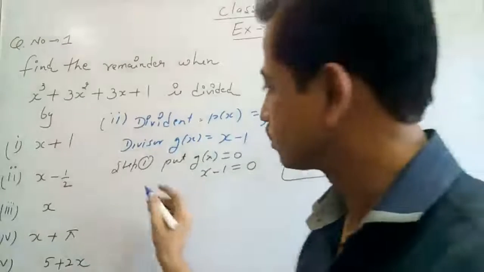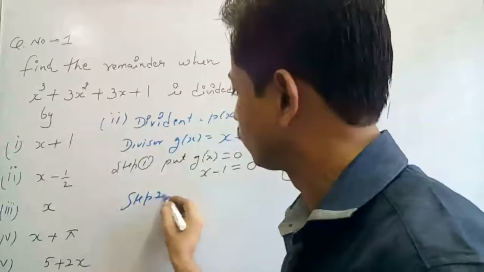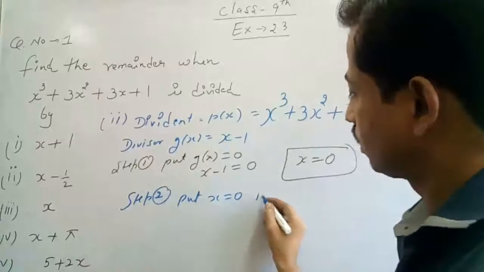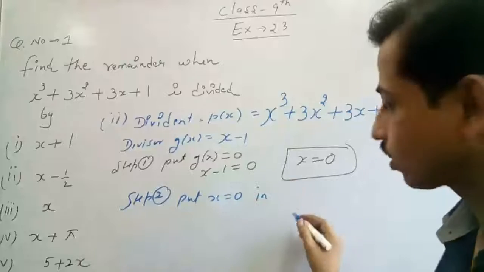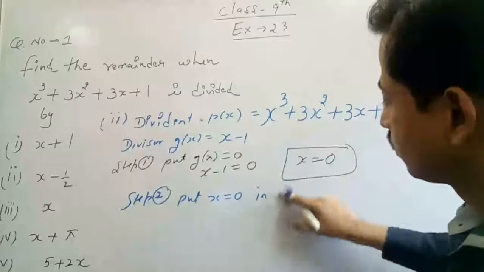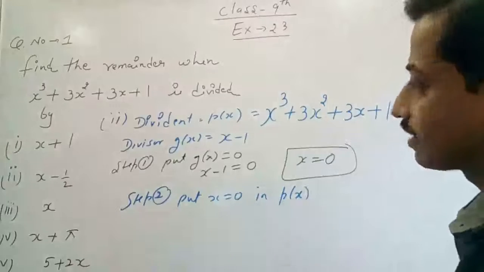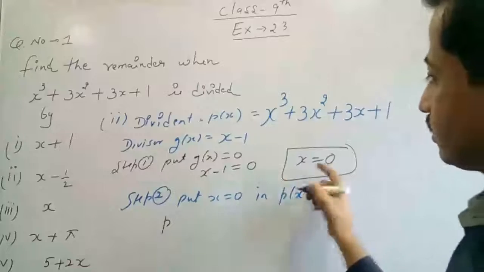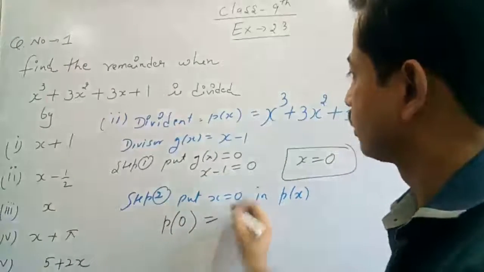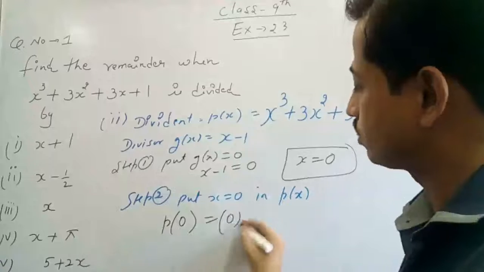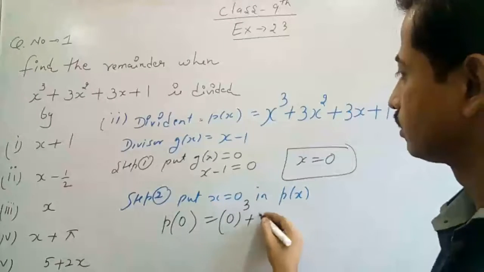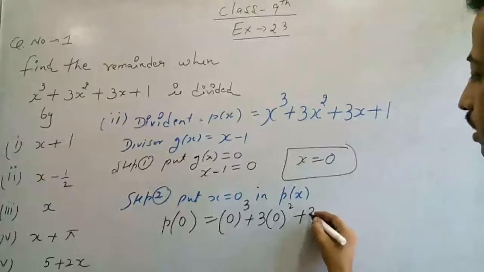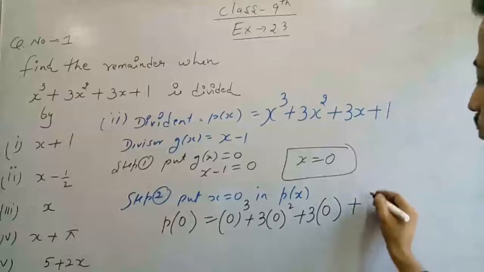Now what is the second step? Step 2, put x is equal to 1 in what? In the dividend polynomial. And the dividend polynomial is what? P of x. Now solve this. P of 1, what is x? x is 1. So put here x, we have to put 1 whole cube plus 3 into 1 whole square plus 3 into 1 plus 1.